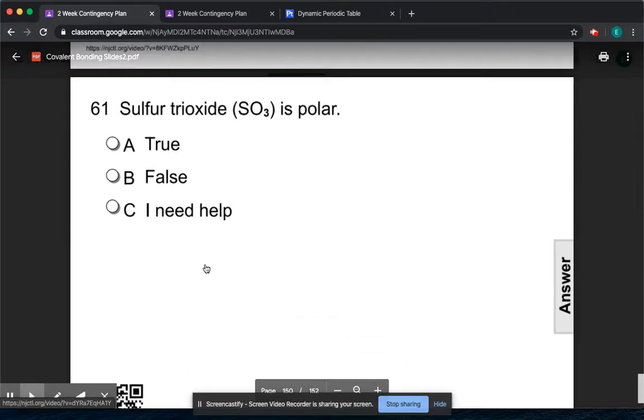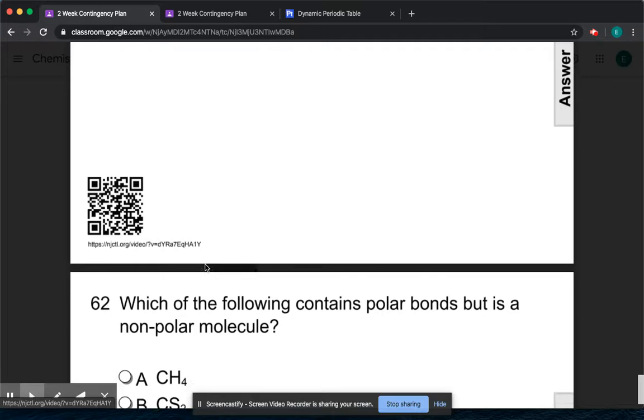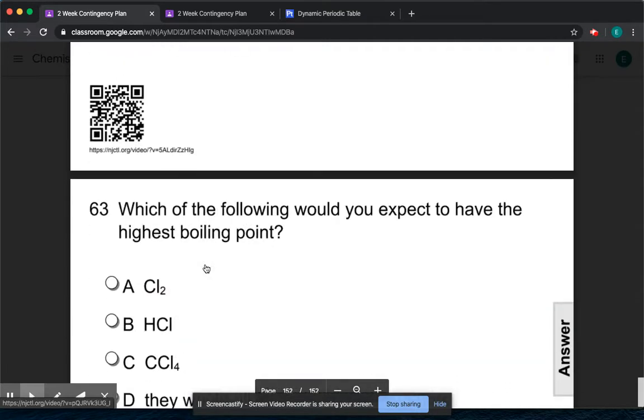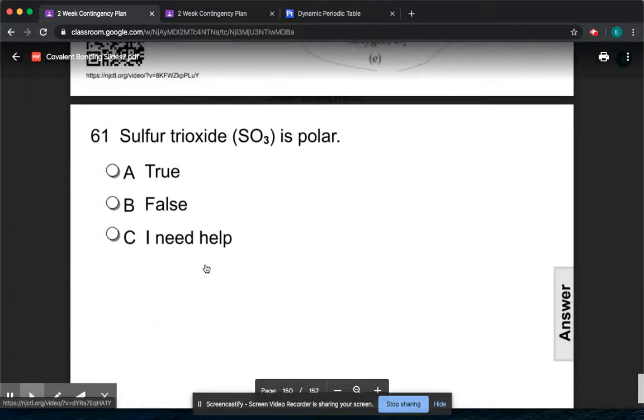61: is sulfur trioxide polar? This is the last one I'll do before we get into the worksheet. So to do this, we have to draw it. We have SO3.